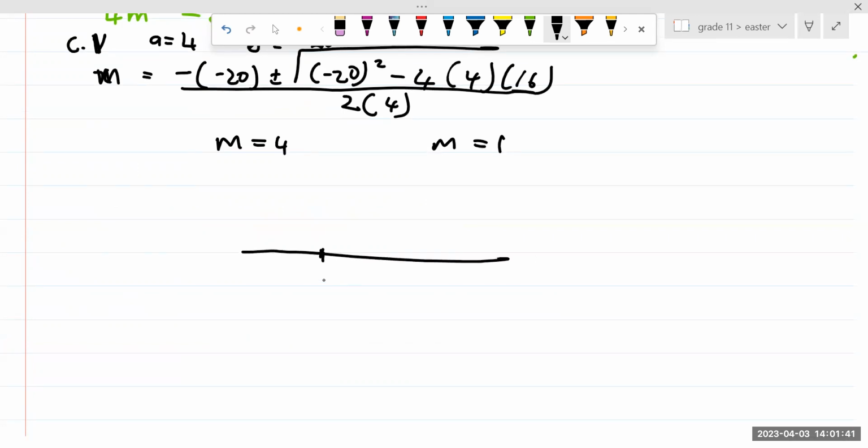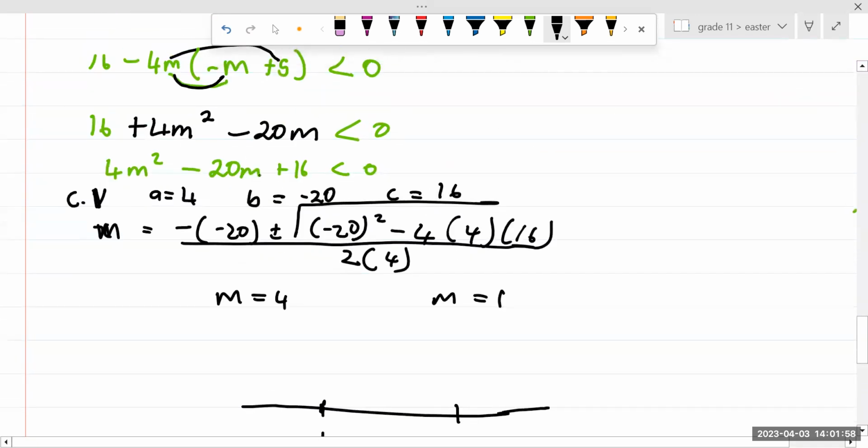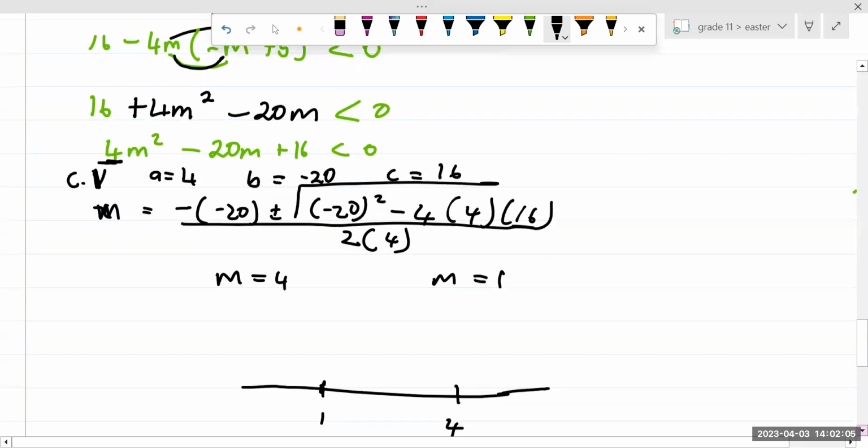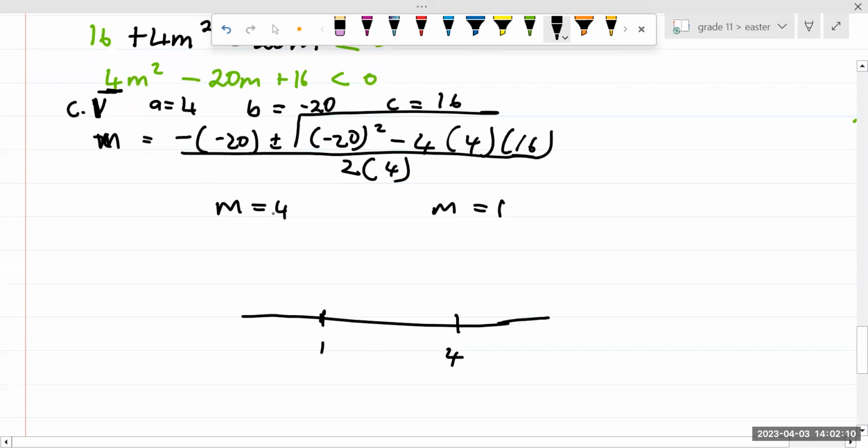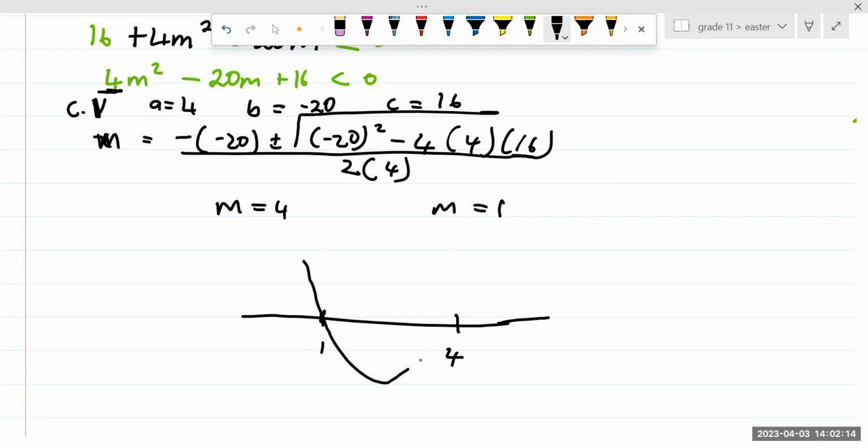Okay, now we're going to draw our graphical method. And then here we put the smaller one. What is the smaller one? Jane, I want you on this one, just to check if you really got what we're saying there. So we put 1 here, and then we're going to put 4 here. Now, let's check here. Our A is positive. Are we going to have a smiling or a sad face? Smiling. We have a smiley face.